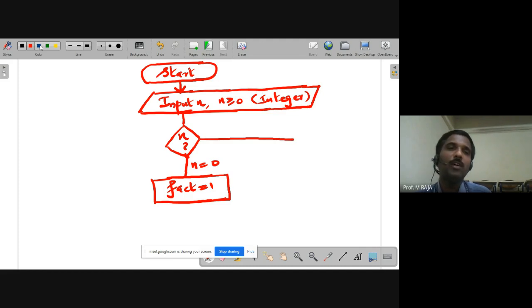n should have two possible values. It should be 0 or greater than 0 as an integer. This restriction should be satisfied. So when n is greater than 0, what do we have to do? Can anyone explain? How do we find the product of n numbers? Any logic?